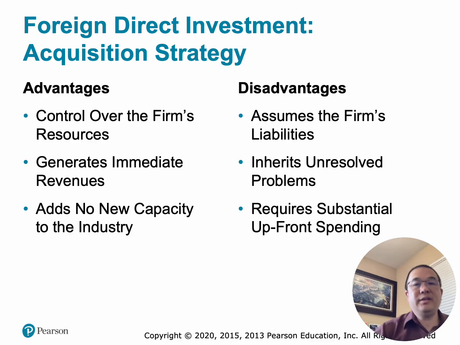Number 3, requires substantial upfront spending. So acquisitions often require large amounts of cash. The costs include purchase price, legal fees, due diligence costs, integration expenses. So here, a company may spend hundreds of millions or even billions of dollars acquiring a foreign competitor. And so the key disadvantage is that a large, immediate financial commitment is needed.